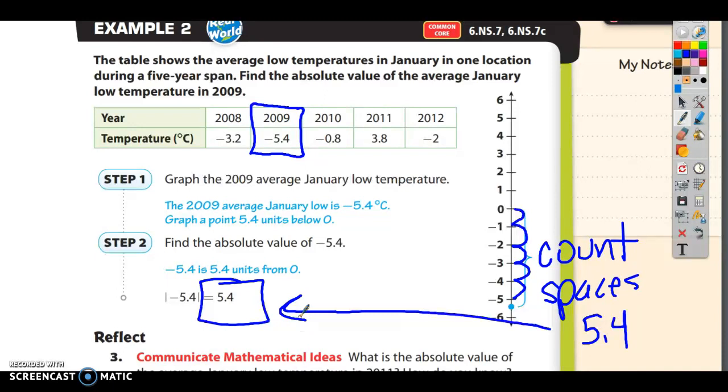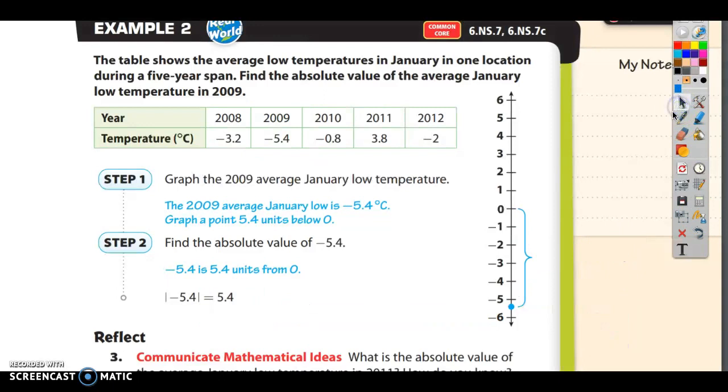Mr. Smith, how could the absolute value of a negative number be positive? Because absolute value means how far is it from 0. So whenever you see absolute value, think how far is it from 0. Don't think if it's positive or negative. Think how far it is. All right, let's check out the reflect.